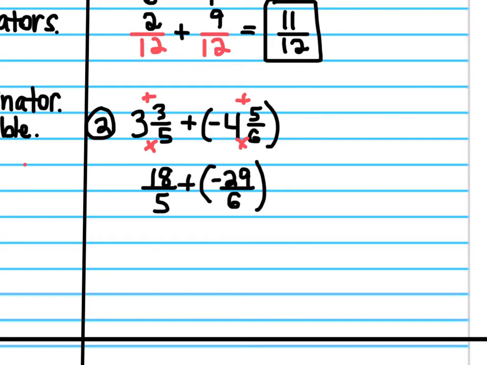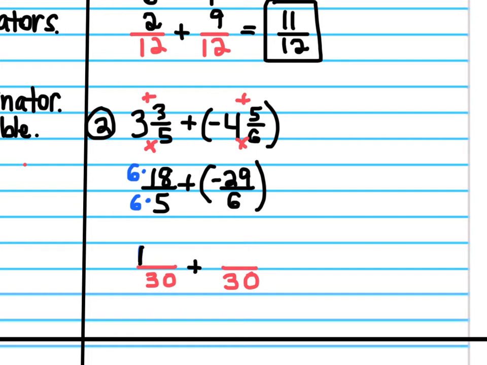Then you write that with a negative sign because it was a negative mixed number, and now you find a common denominator. 5 and 6 both go into 30. So let's write 30 underneath. That's going to be our common denominator, and now we have to change the numerators. You look at this 5, to make it into a 30, you times by 6. So let's write times 6 here. And then you have to do the same thing to the numerator. 5 times 6 is 30, and 18 times 6 is 108.